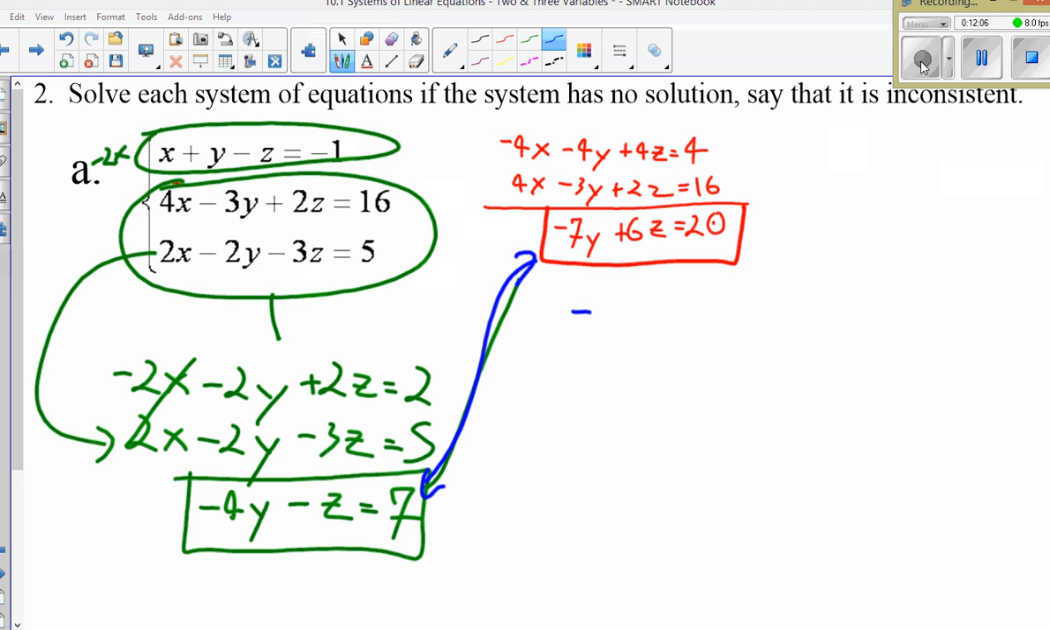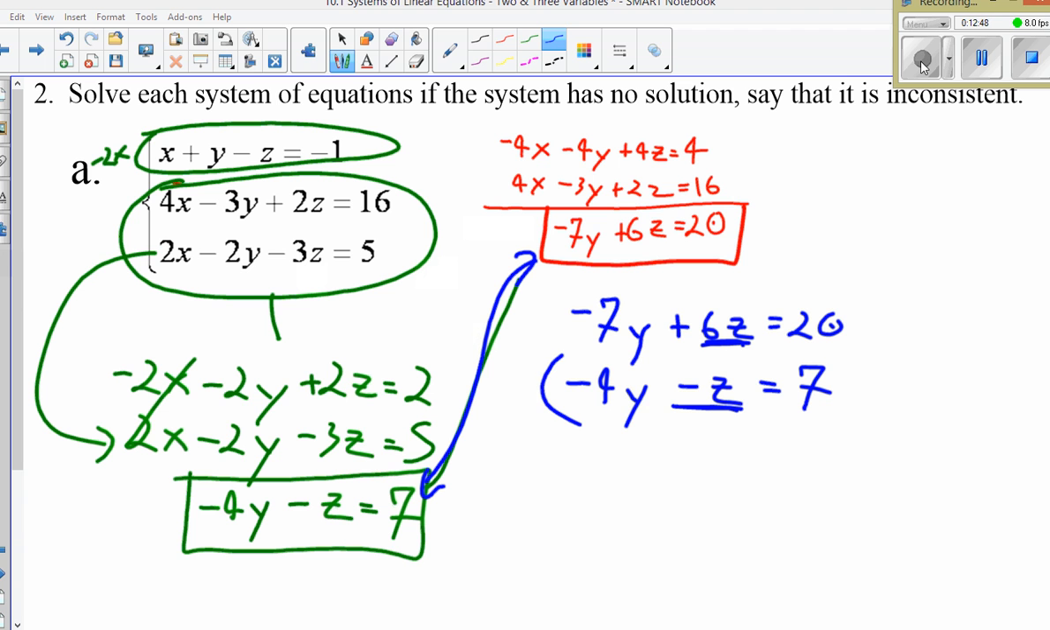So I have -7y plus 6z equals 20. And I have -4y minus z equals 7. So here, because I have -7y and -4y, I could multiply the top by a 4, and I could multiply the bottom by -7, and I'm going to deal with really large numbers. I'm going to recognize right here I have 6z, and here I have -1z, and the ones are always a little bit easier to work with, so I'm going to eliminate my z's here instead of my y's.